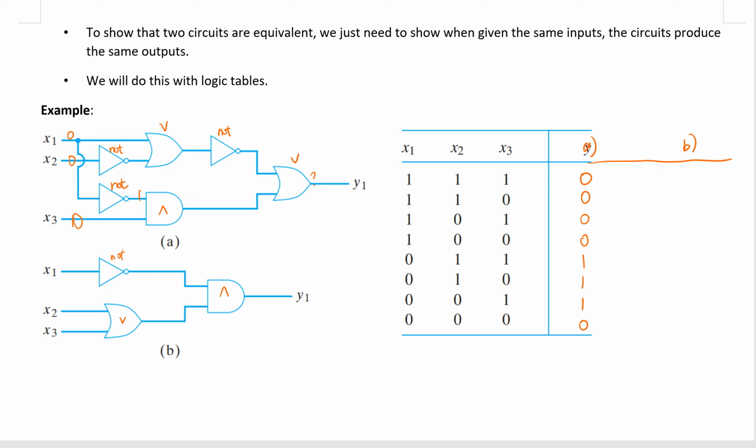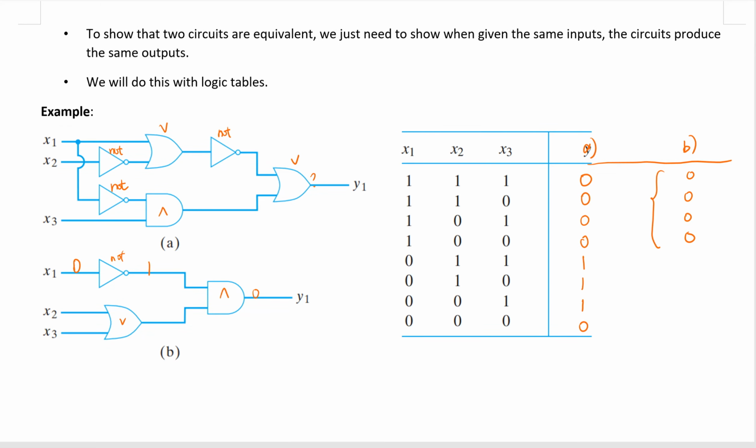Okay, let me erase everything here. So this is how we come up with the logic table. Let's look at the other graph. The other graph is easier. So if x1 is 1, not 1 is 0. Oh, yeah, 0 and whatever is 0. So as long as x1 is 1, all of these will give us zeros. That's easy, okay? And when x1 is 0, not 0 is 1, but 1 and whatever depends on the other path. So let's look at x2.